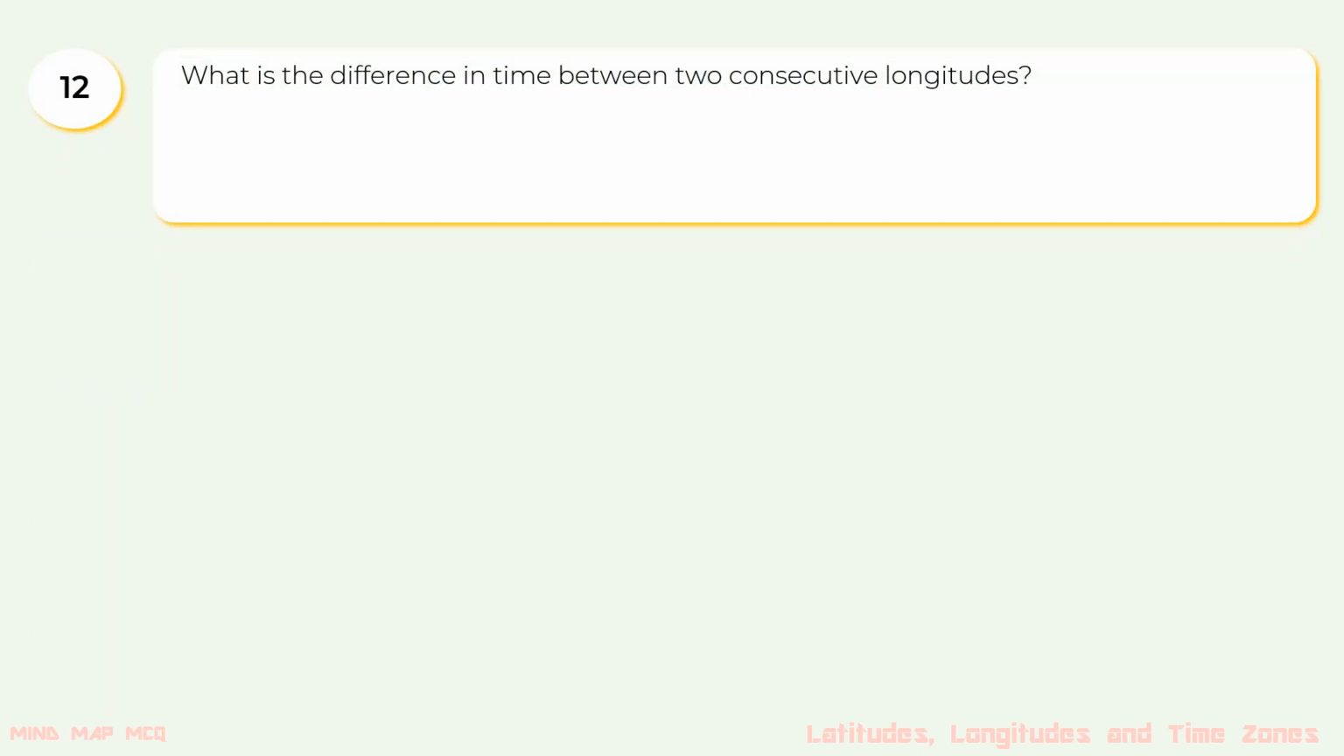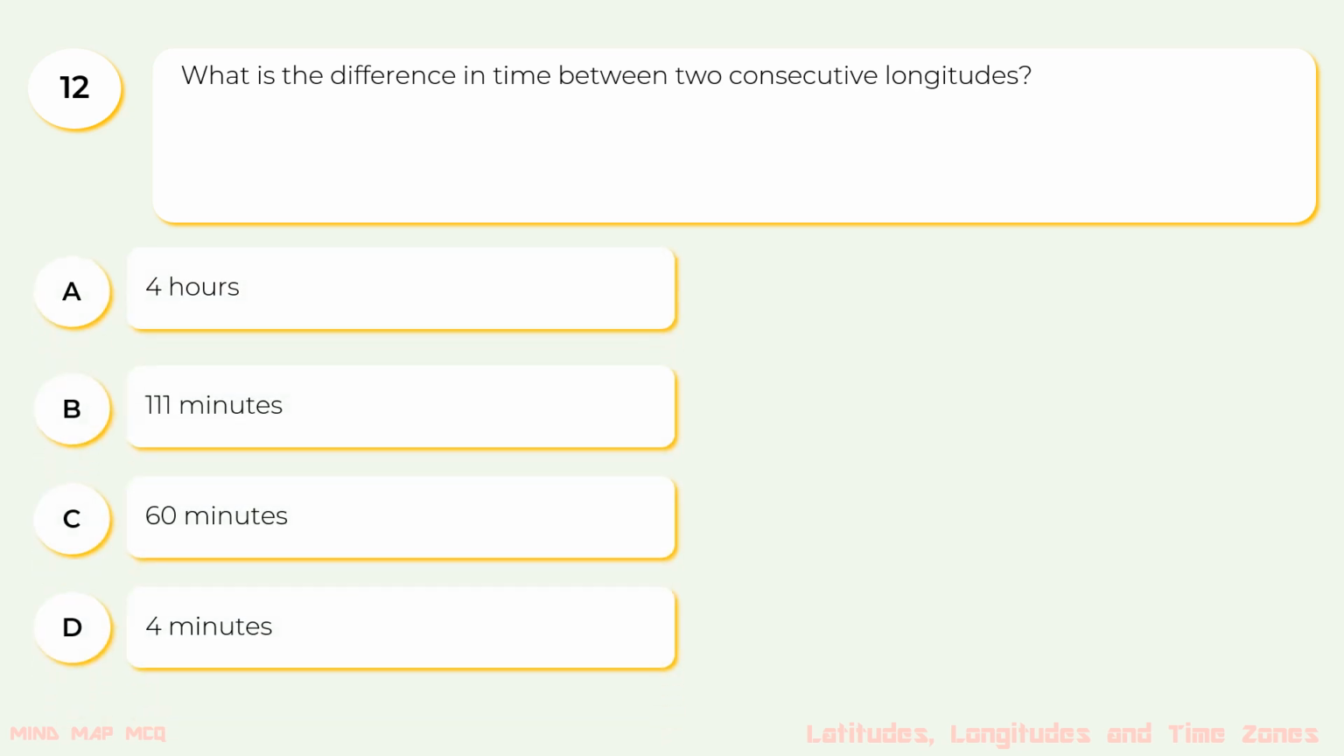12. What is the difference in time between two consecutive longitudes? The options are A. 4 hours, B. 111 minutes, C. 60 minutes, D. 4 minutes. The correct option is D.